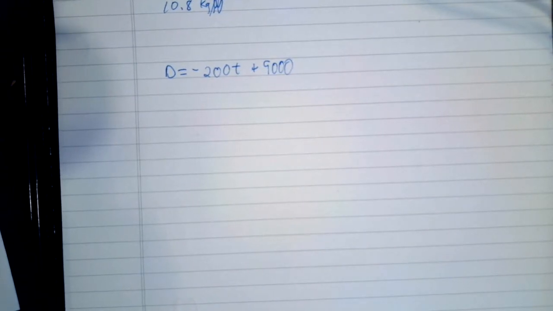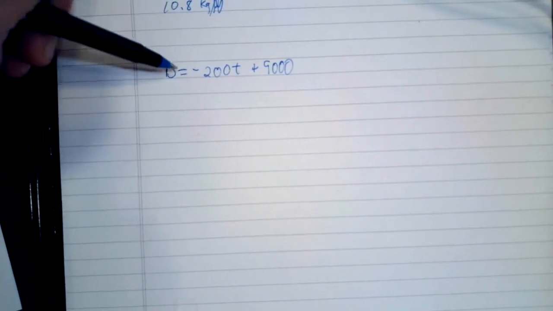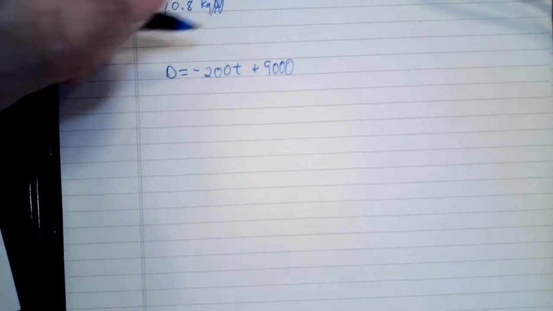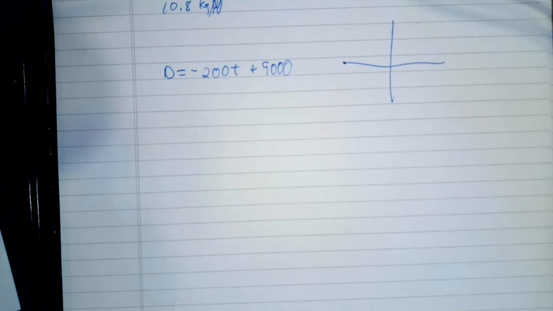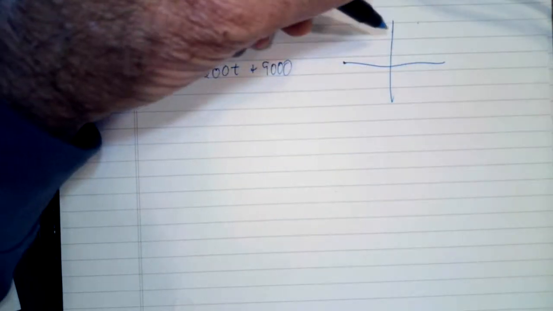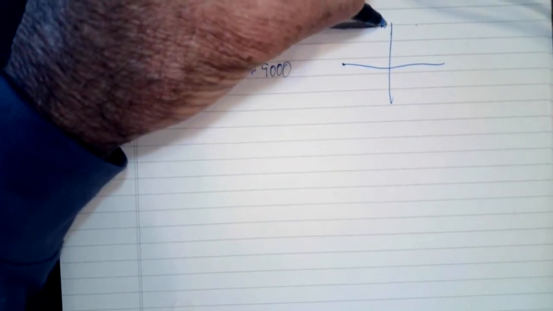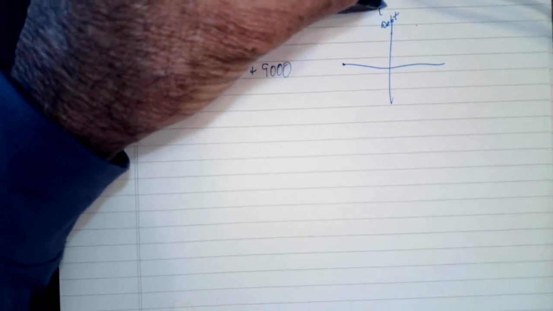Again, the y-intercept, y equals mx plus b. Well, in this case, it's not x and it's not y. It is D, which is debt, and that's in dollars. And T is time, and this one is in months.